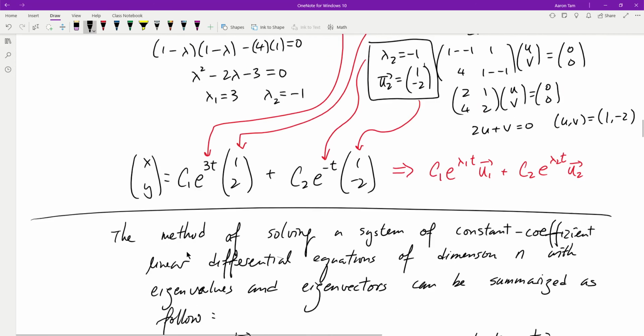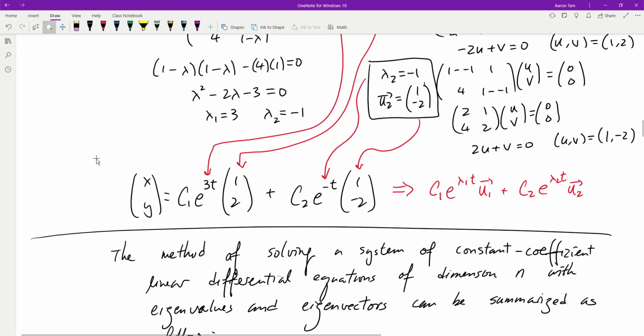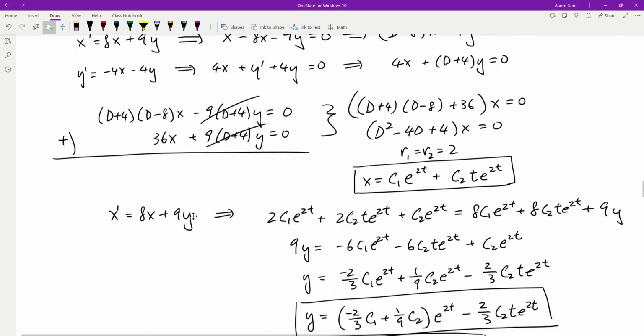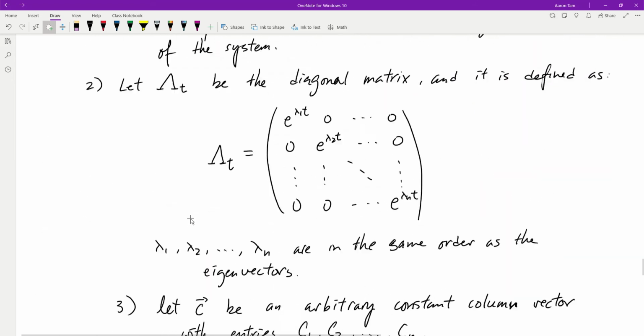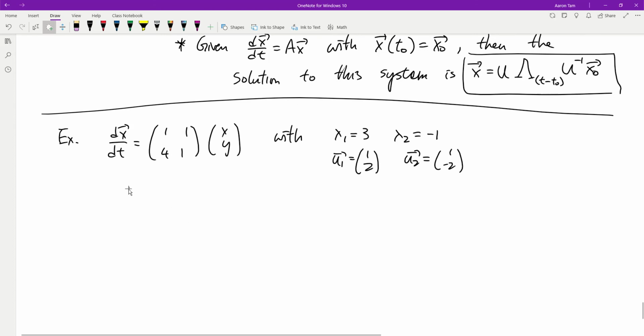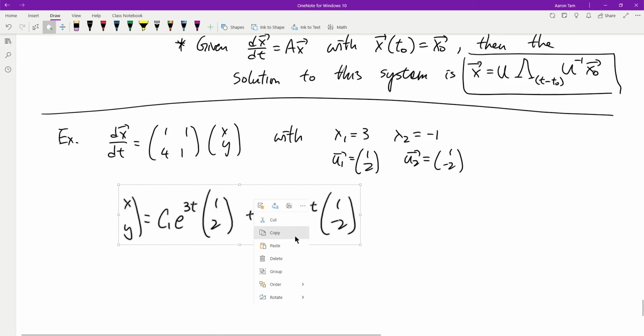Okay, actually, you know what? I'm going to do this. Let's do this again. I'm going to copy and paste it right here. There you go. All right, that's close enough. So here's our solution. We know that this is our solution.